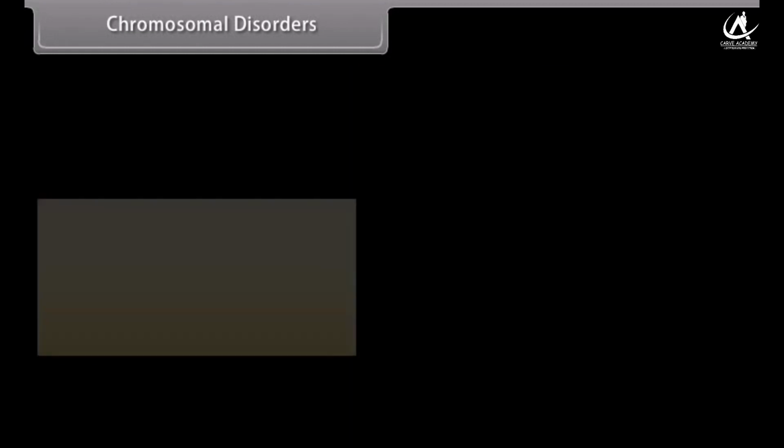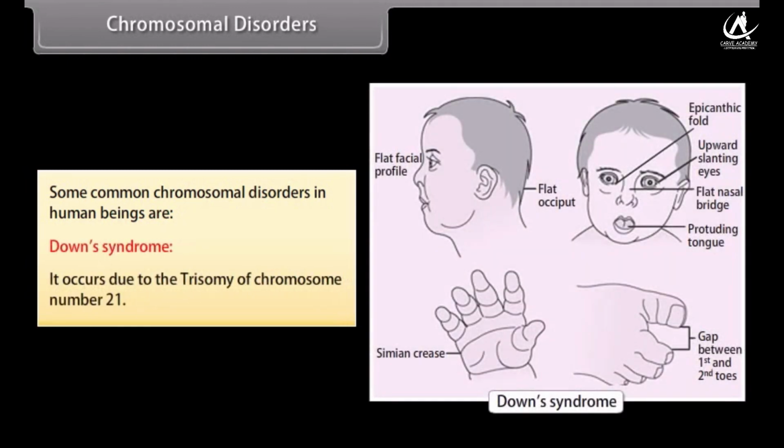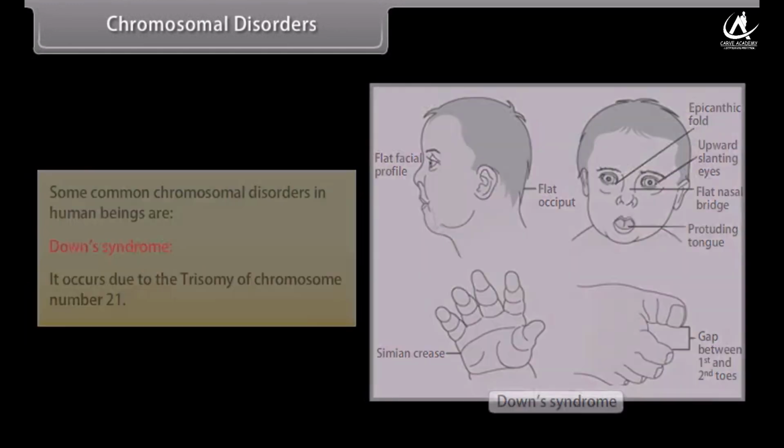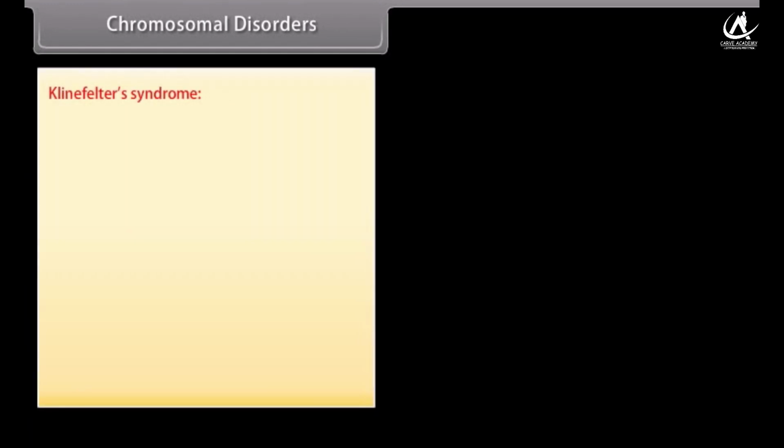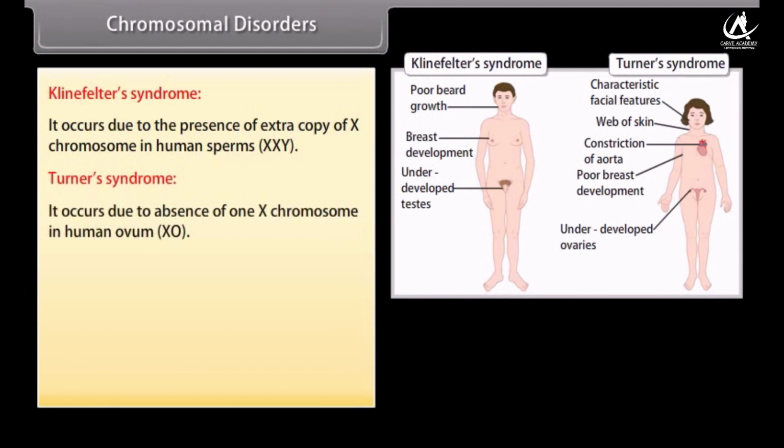Chromosomal disorders. Some common chromosomal disorders in human beings are Down's syndrome, which occurs due to the trisomy of chromosome number 21. Klinefelter's syndrome occurs due to the presence of an extra copy of the X chromosome in human sperm, XXY. Turner's syndrome occurs due to the absence of an X chromosome in the human ovum, XO.